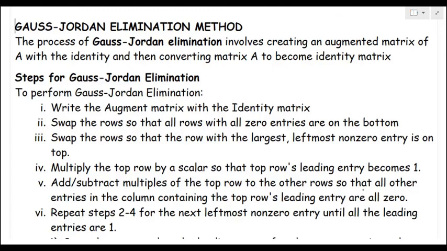Our second method is the Gauss-Jordan elimination, which involves creating an augmented matrix of A with the identity and then converting matrix A to become the identity.